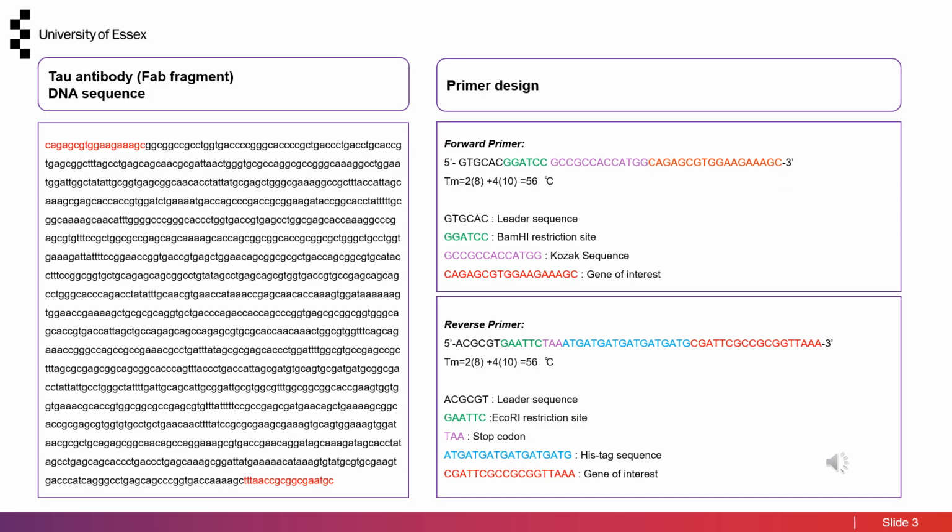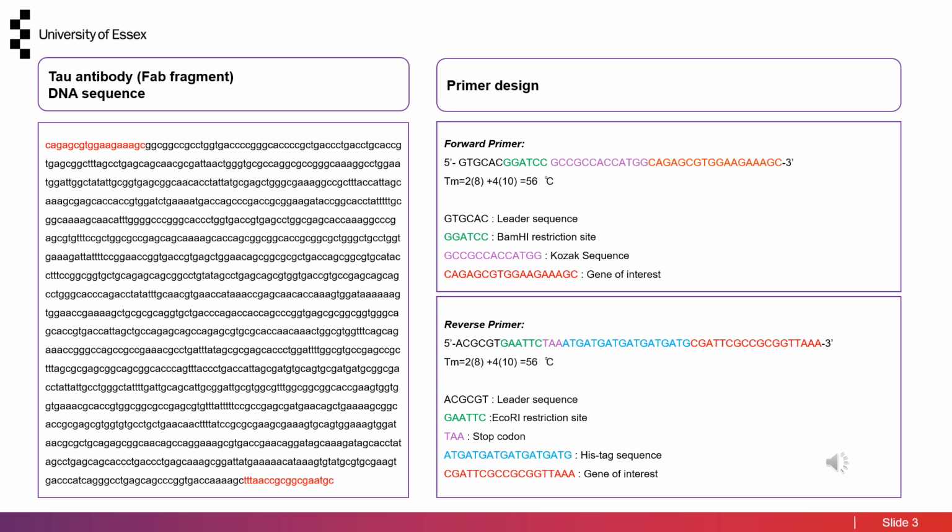In this slide, you can see the DNA sequence of the tau antibody. Based on the top strand sequence and the selected restriction enzymes, the forward and the reverse primers were designed. As you can see here, for the forward primer from 5' to 3', first we have the leader sequence, and then we have the BamHI restriction site, and then, as it is a eukaryotic plasmid, we choose to have a Kozak sequence. After the Kozak sequence, we put the gene of interest.